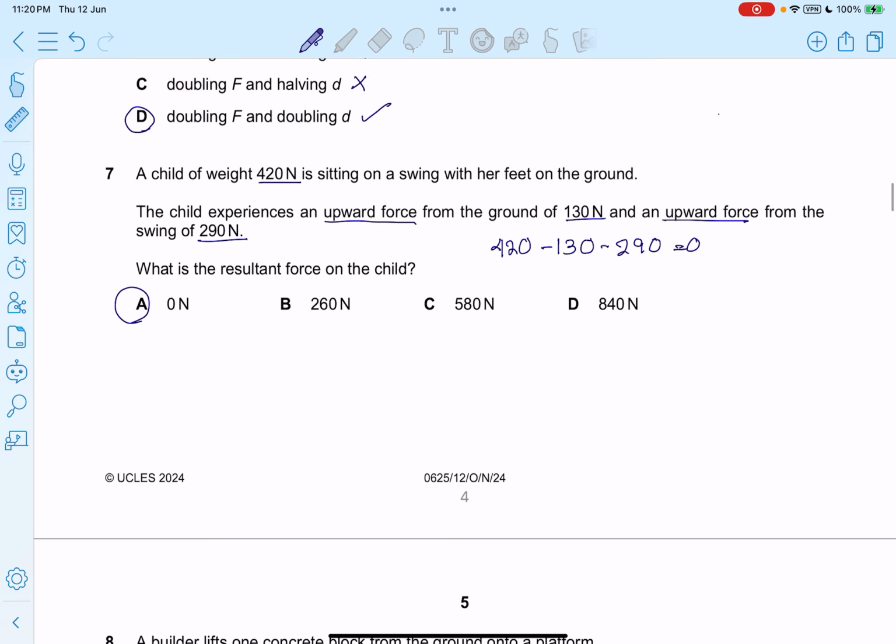So if this is the child, her weight is going down, but she's also experiencing an upward force of 130, and another one of 290. So if we subtract these two forces from her weight, then you would get 0. So the resultant force on the child is 0. So the correct answer is A.